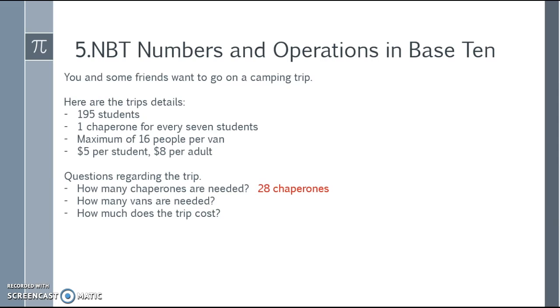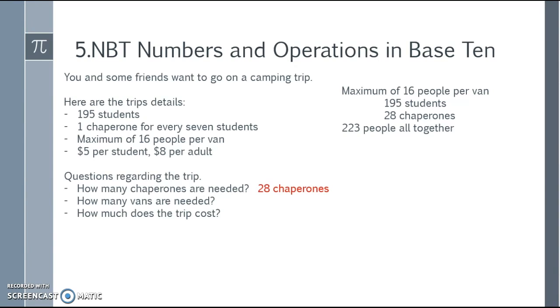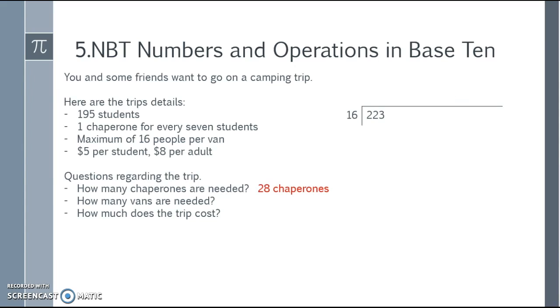How many vans are needed? Well, we know that there are a maximum of 16 people per van. We have 195 students. We just figured out that we have 28 chaperones. So we know we have 223 people altogether. Again, we're going to use partial quotients to help us decide how many vans we need: 223 people divided by 16 people to a van.